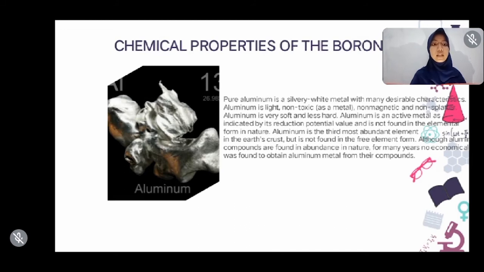Aluminium is an active metal as indicated by its reduction potential value, and is not found in the elemental form in nature. Aluminium is the third most abundant element in the Earth's crust, but is not found as a free element. Although aluminium compounds are found in abundance in nature, for many years no economical way was found to obtain aluminium metal from their compounds.